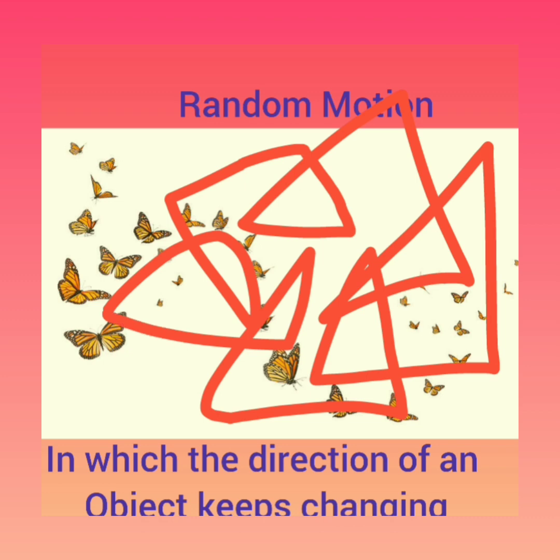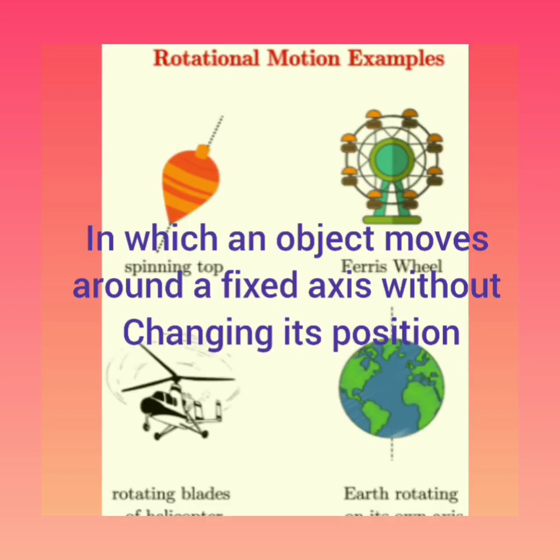Next is rotational motion. What is rotational motion? Motion in which an object moves around a fixed axis without changing its position. See, the earth rotates but it doesn't change its axis. You are playing with a spinning top. The spinning top also doesn't change its axis, means it's rotating about a fixed axis. Here this Ferris wheel, you can see, is also an example. Fan is also an example. Rotating blades of a helicopter. So these are the examples for rotational motion.